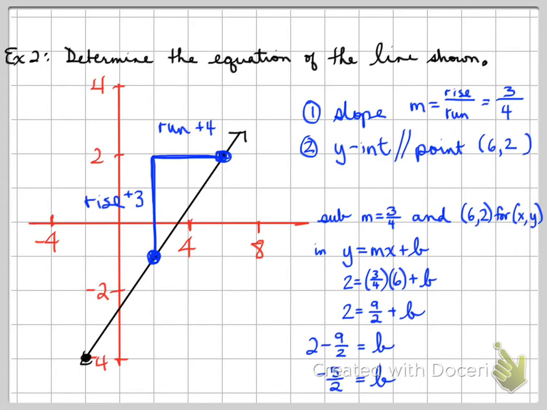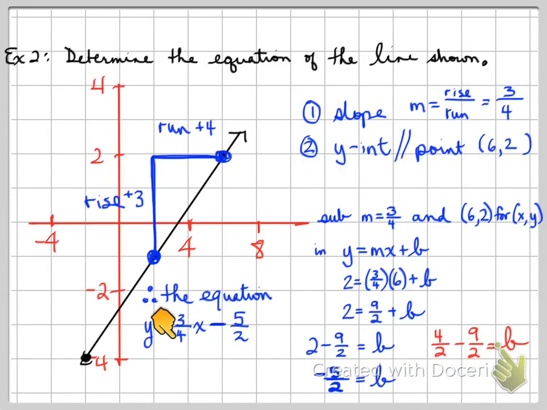And now we can find the equation. What's the equation of this line? Well, the equation is y equals 3/4 x minus 5 over 2. Let's go back. So y equals 3/4 x minus 5 over 2.